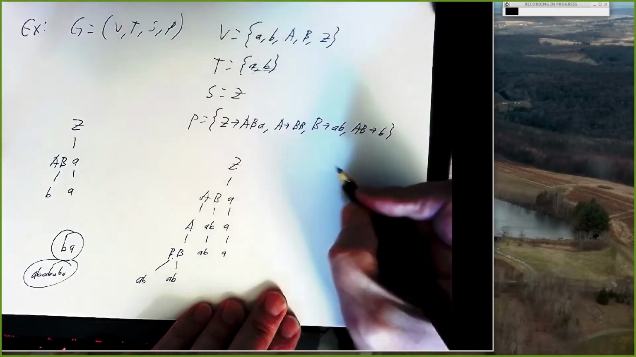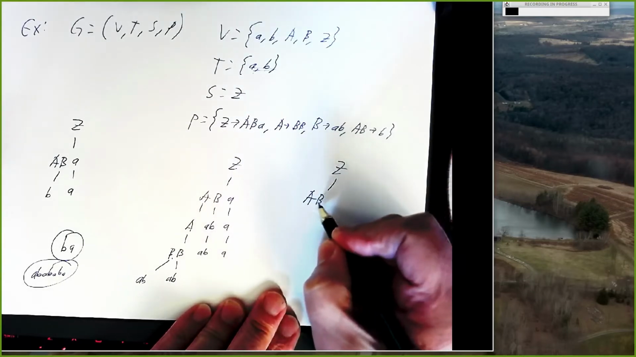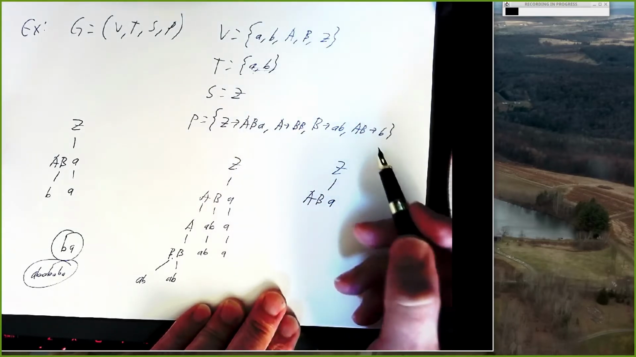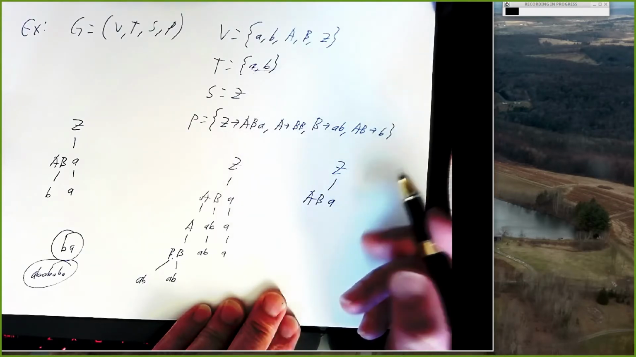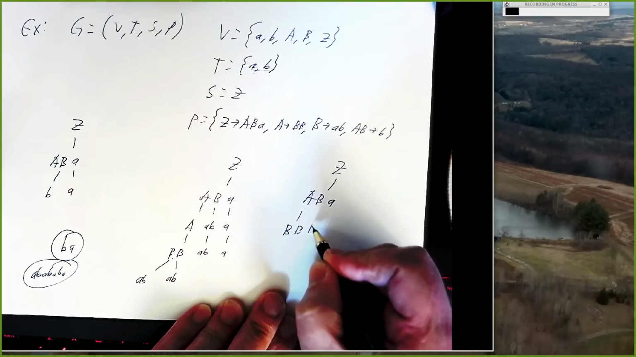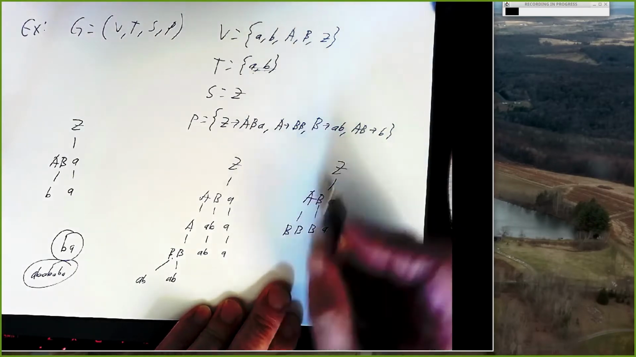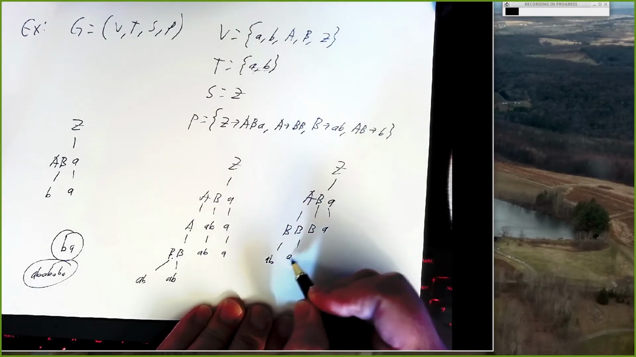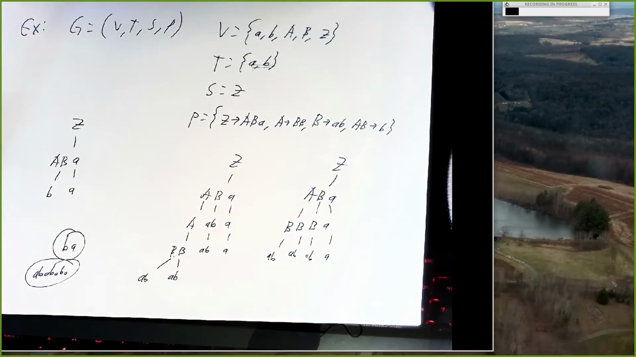I could also take my start symbol z, change that into a, b, little a. I could use this rule to change the a into a pair of b's, and then a b followed by an a. And I can take each of these b's and change it into an a, b. And I'm going to get the same string a, b, a, b, a, b, a.